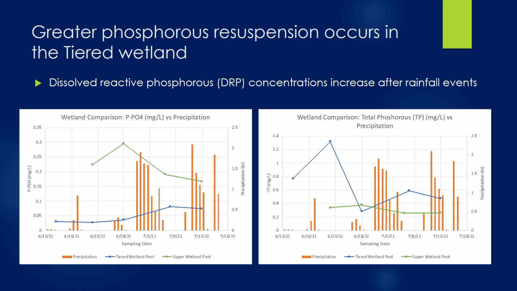Some other interesting observations to make with these graphs are that while the disparity between the soluble phosphorus concentrations on the left is still there between the upper wetland and the tiered wetland, it is not as great for phosphorus as it is for nitrogen. And then when we look to the graph on the right, we actually see that the total phosphorus content is greater for the tiered wetland than for the upper wetland.